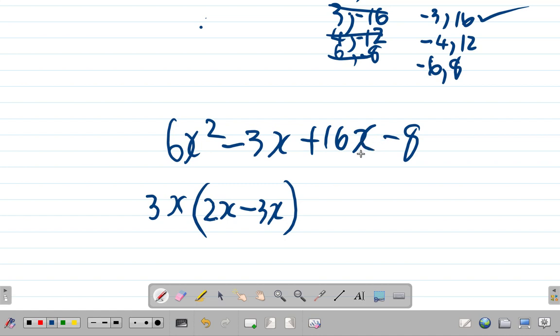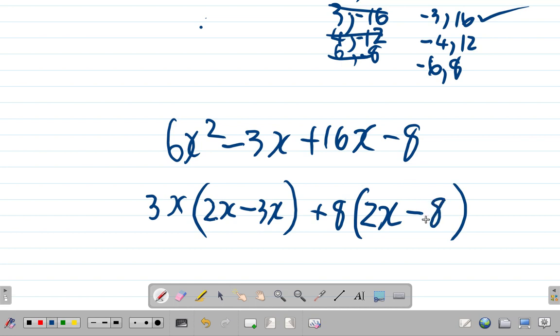This now, 8 is a common factor. And put a plus 8 here. 8 times this gives you 16x. 8 times 2 gives you 16, so you must have a 2x here. 8 times 2 gives you 16 and you have x. Minus 8 times 1 gives you 8. So what you have is 8.